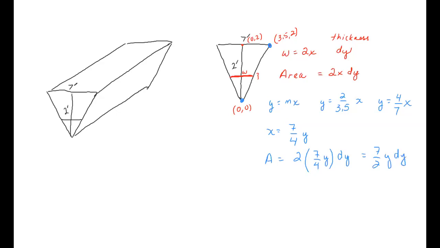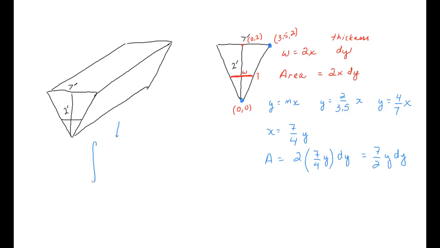And let's just do a quick unit check. y is measured in feet. dy is also measured in feet. Feet times feet are feet squared, so it really makes sense as an area piece. Now, to get the force on this, we need to know how deep it is. And we also need to account for the weight density of water. So what does my integral look like?